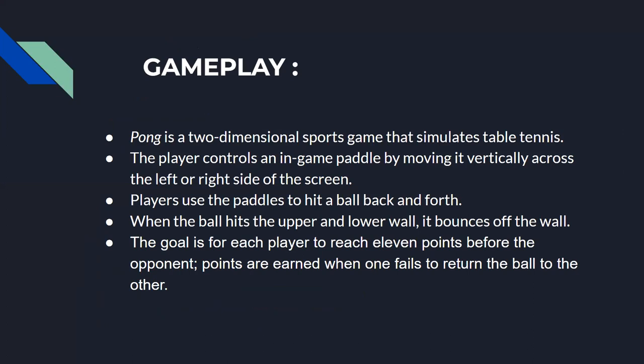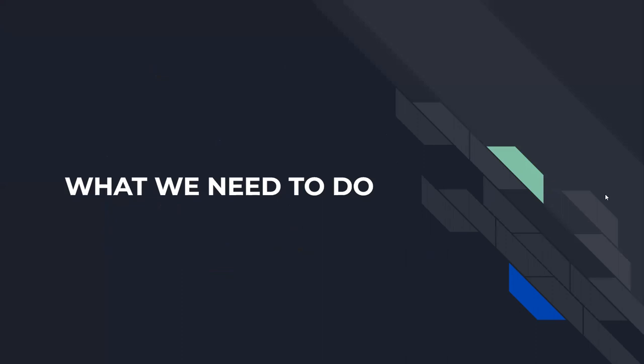So coming to the gameplay, Pong is a two-dimensional sports game that simulates table tennis. The player controls an in-game paddle by moving it vertically across the left or right side of the screen. Players use the paddles to hit the ball back and forth, which is obvious. When the ball hits the upper and lower wall, it bounces off the wall, which means the vertical velocity of the ball will reverse. The goal for each player is to reach 11 points before the opponent does. Points are earned when one fails to return the ball to the other. Next slide.